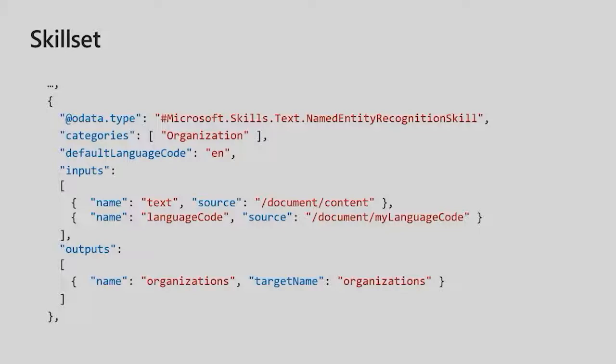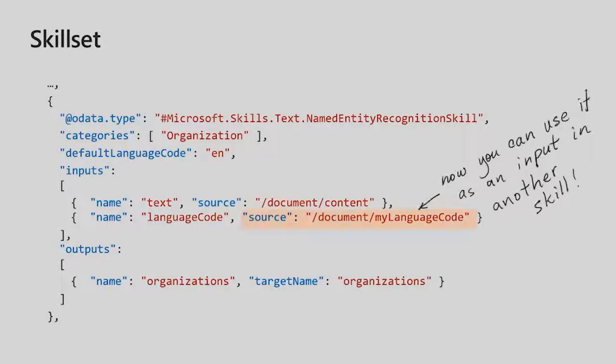So let's say I continue defining my skill set, and I add a second skill here. In this case, I am going to add the named entity recognition skill, and I'm going to pass as one of the inputs, as the language code parameter, the /document/my language code, which I just generated in the previous skill, right? So now I have two skills that are connected. And that's essentially how you chain together different skills in order to generate any skill set that you want.